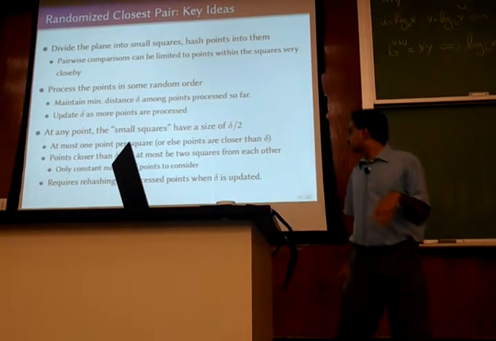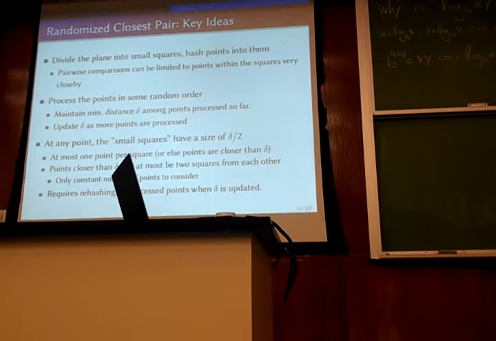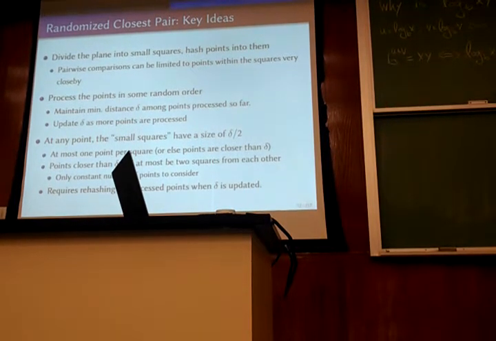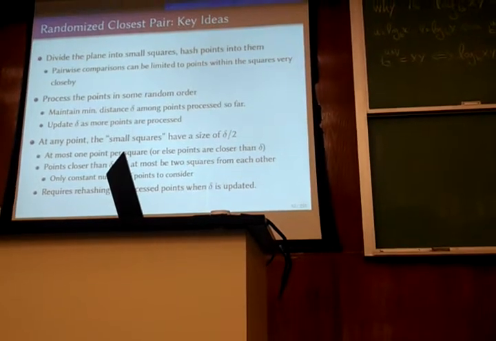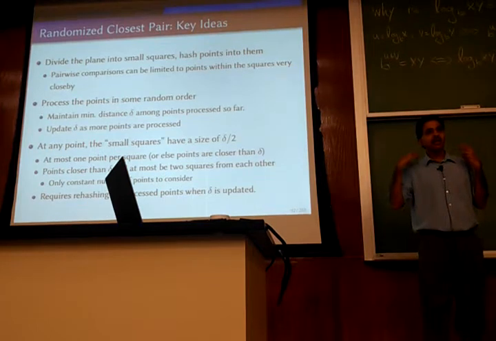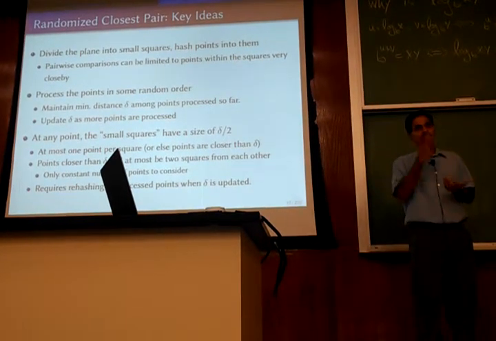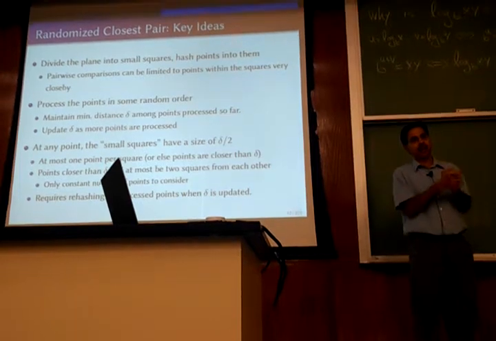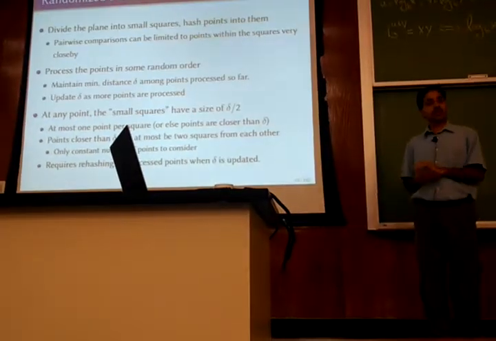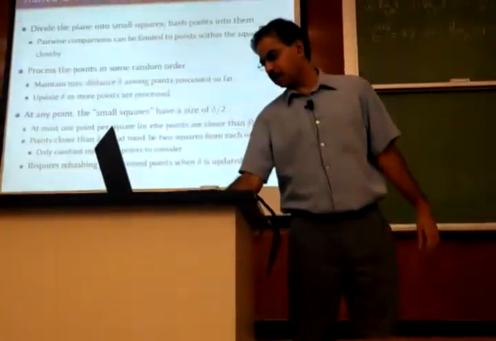But the catch here is, of course, each time I update the delta, now I have to rehash, right? Because in my hash table, the cell sizes are based on the distance delta that I've computed so far. So my biggest cost is that every time I hit a point and I reduce my closest distance, I'm going to have to rehash, and that could be expensive.